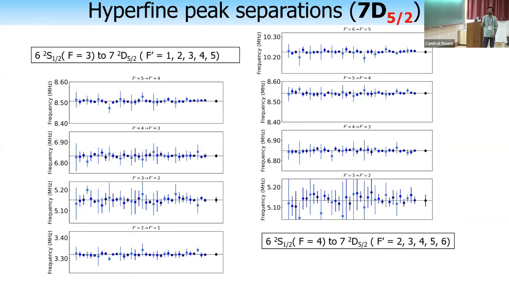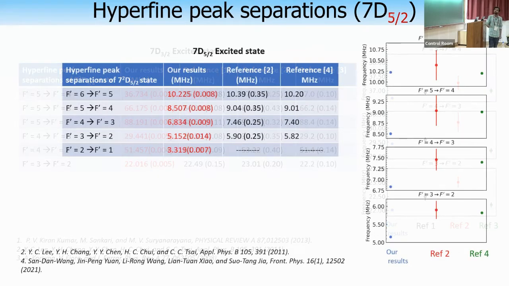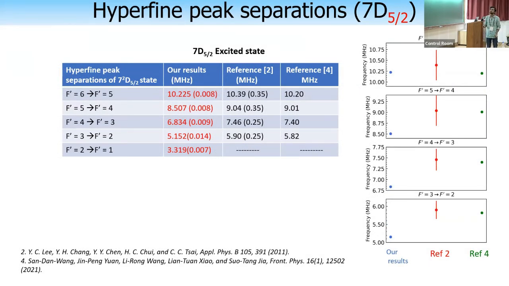Next we compare our results with all the earlier measurements, and these errors are only the statistical errors. These are our measurements, and this is the earlier measurement. We can see that the statistical errors in our case are like 5-6 kilohertz, which is at least around 20 times better than all the earlier measurements. And these are the values we obtained for the 7 5/2 excited state. For this also, our statistical error bars are much smaller. And this is for the F'2 and 1 separation, and there are no earlier reported values, and we are the first to report any values for these separations.